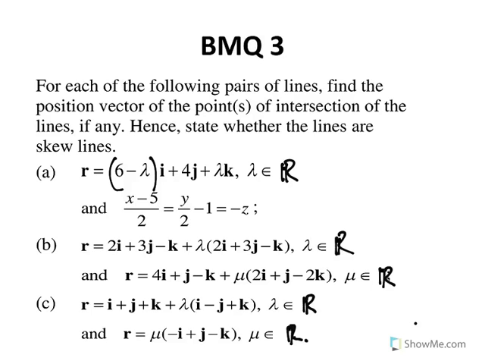This is for vectors 2 tutorial, BMQ question 3. We need to check the relationship between the following lines and state whether the lines have a point of intersection or are just skew lines. Okay, so let's look at question 3a.